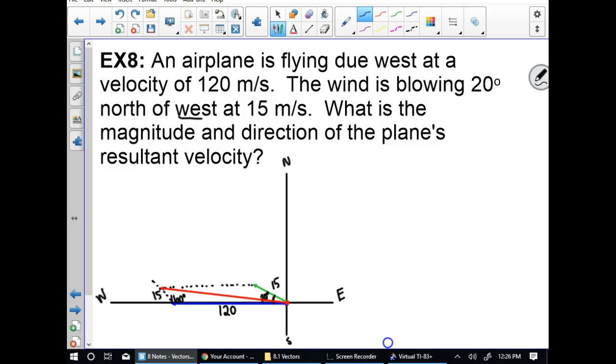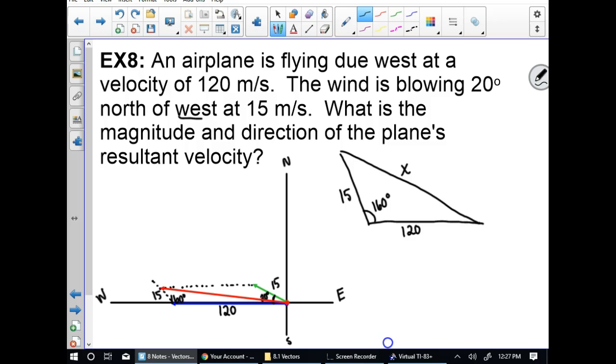Sometimes I like to make this look like a much bigger triangle. Like this, I can see it. This is 120. This is 15. This is 160 degrees. And so the first thing we're going to look for is the magnitude of that vector.